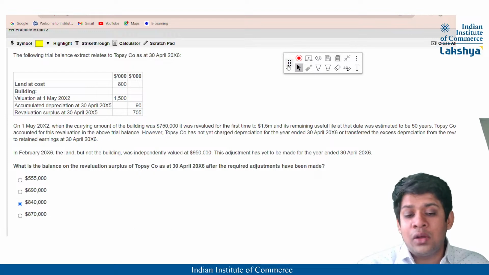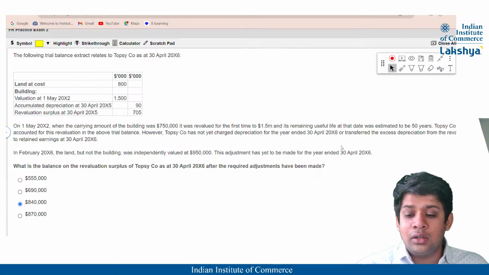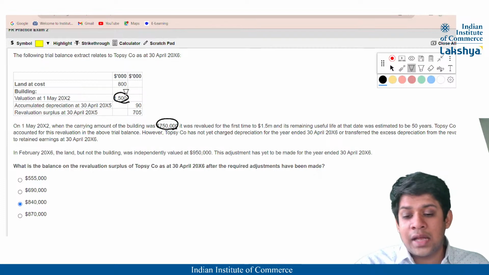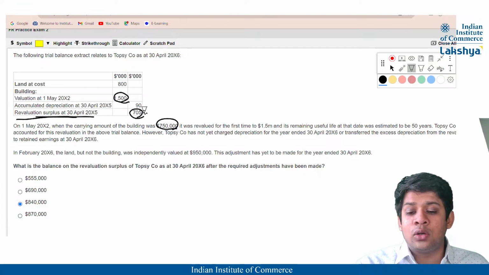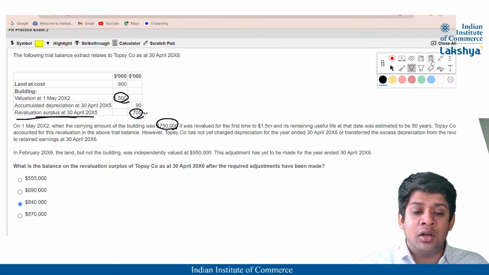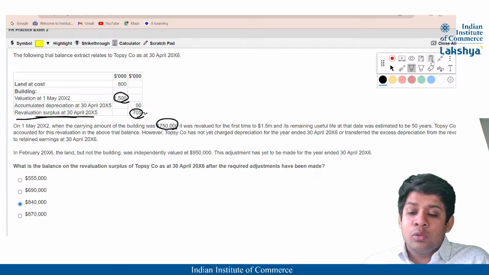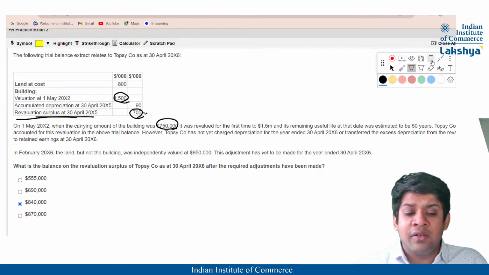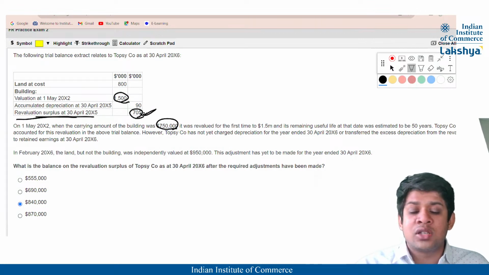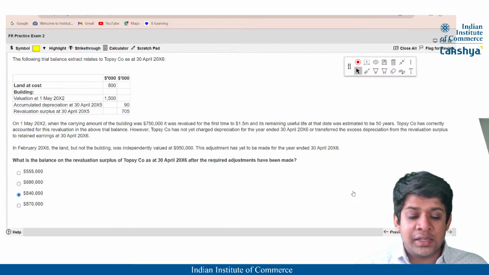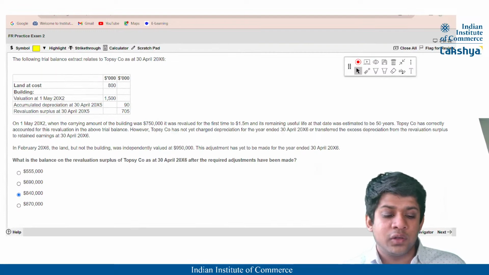Because that is the amount which is stored in my OCI right now, correct? I did not take the revaluation from this. Always remember, it got revalued to 1500 and it was 750. I did not take that because they've directly given me the revaluation surplus which was there, right? So that means this is for that only, and they have transferred a certain amount to retained earnings because it is their policy to transfer the excess depreciation. That is the reason why I would not want to get into the calculations of it. I'll directly take the balance in the revaluation surplus, correct? Okay. So 8 lakh 40 is, I think, going to be the correct response. Moving on further to the next question.